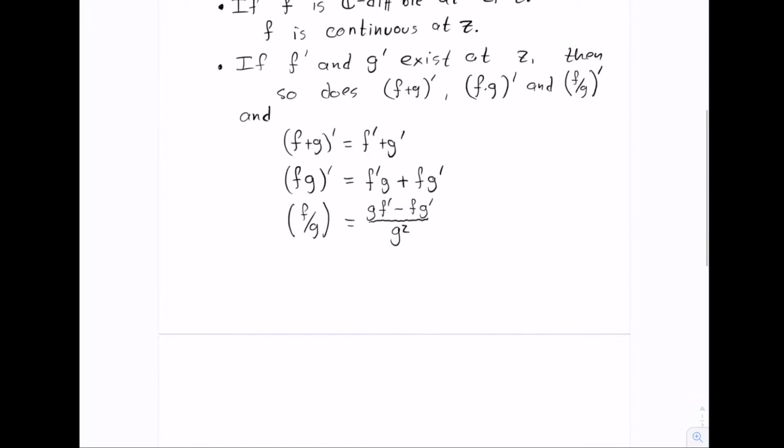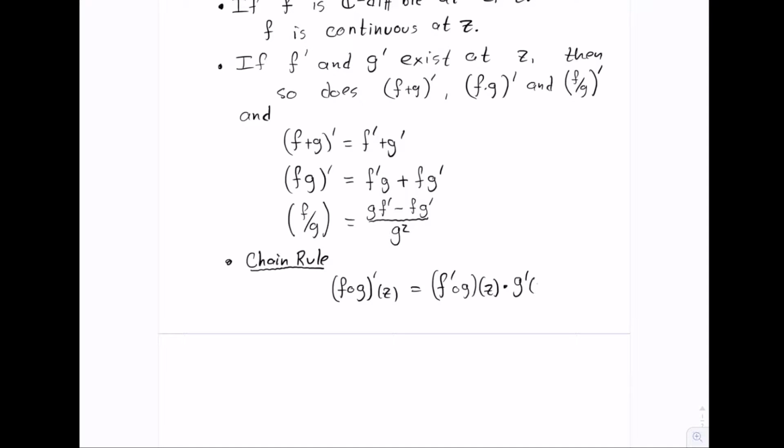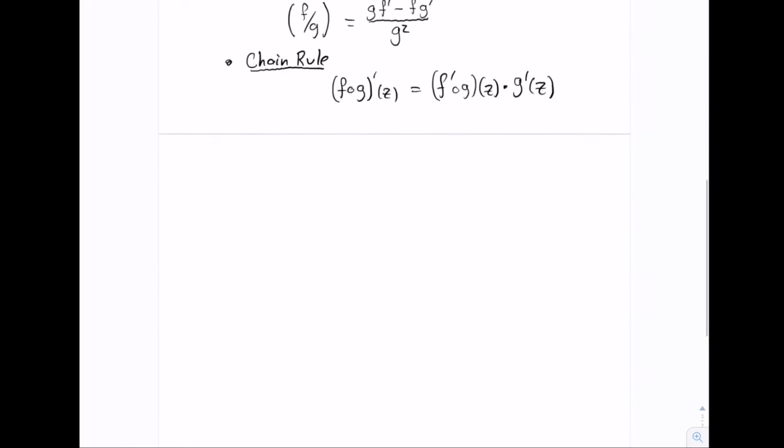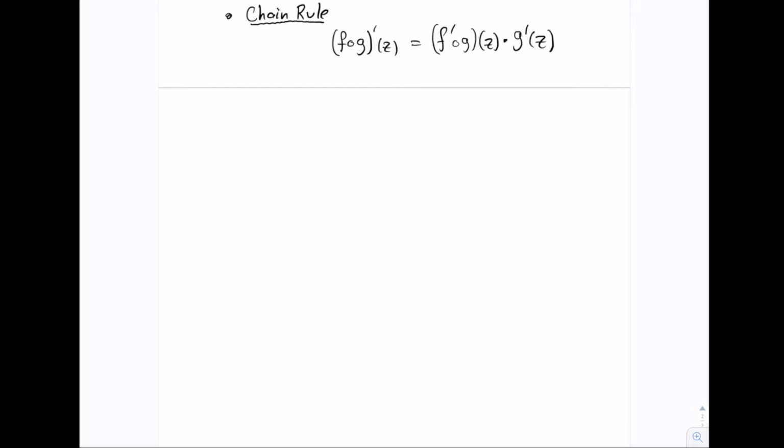We also have the chain rule. So if f and g are continuous at the appropriate points, then (f of g) prime of z is equal to f prime of g of z times g prime of z. And also we have the sort of basic formulas that you're accustomed to.